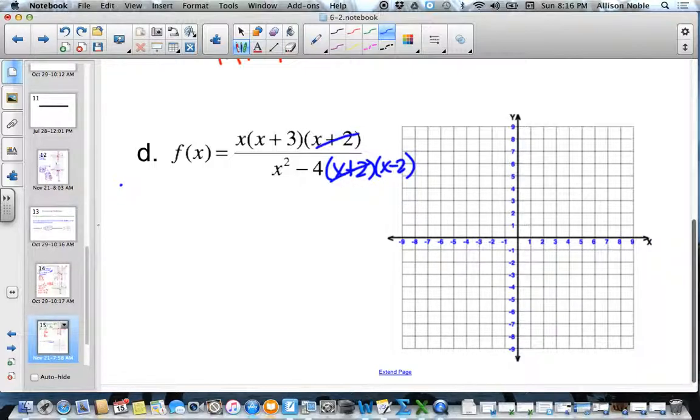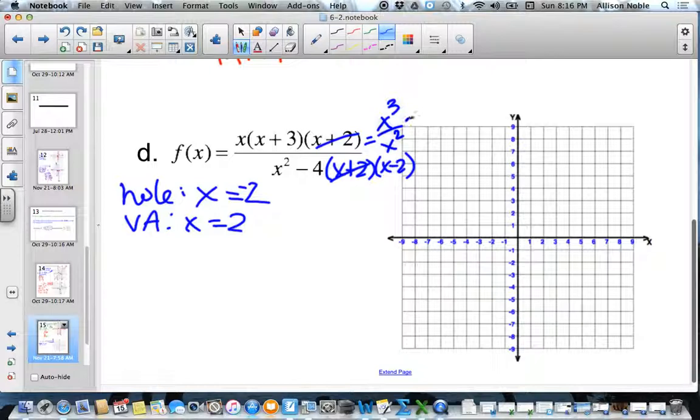to have a hole at x equals negative 2. And we have a vertical asymptote at x equals 2. And our end behavior model, so if we look at our degrees, our numerator is a degree 3, and our denominator is a degree 2, which means we have a top-heavy graph, and that simplifies to be x. So our end behavior model is y equals x. So I'm going to graph my vertical asymptote at x equals 2.